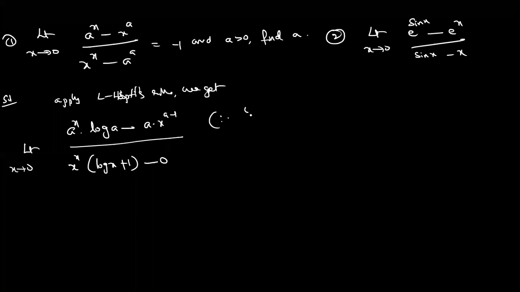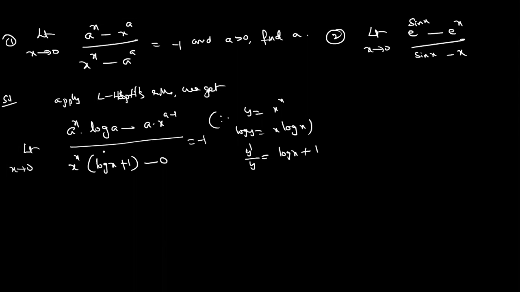Let me verify once again. x power x, log y is equal to x log x. Don't write this part. For me, I'm writing y dash by y is equal to log x plus 1. Okay, correct enough. Now this is equal to minus 1 is given. Okay. Question is correct. Otherwise, let me see.